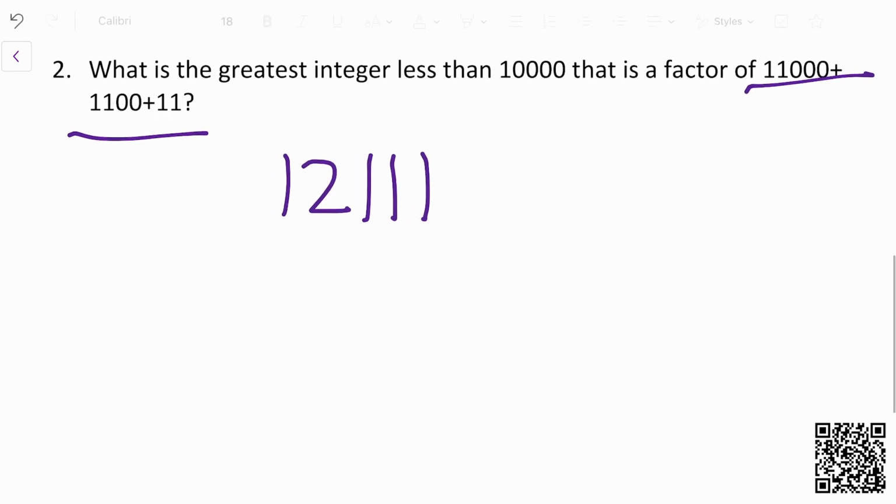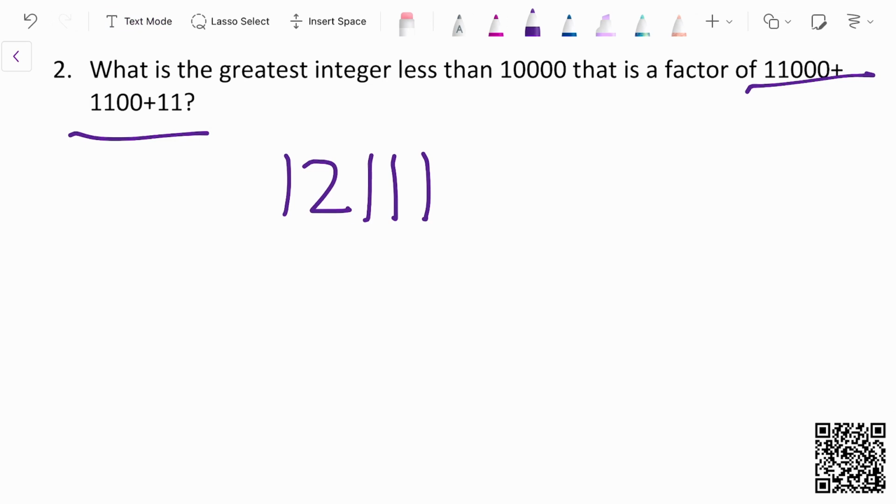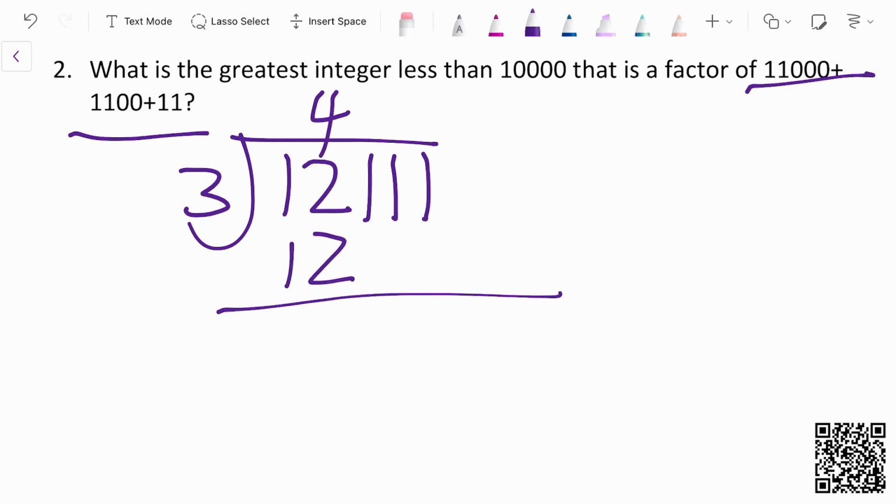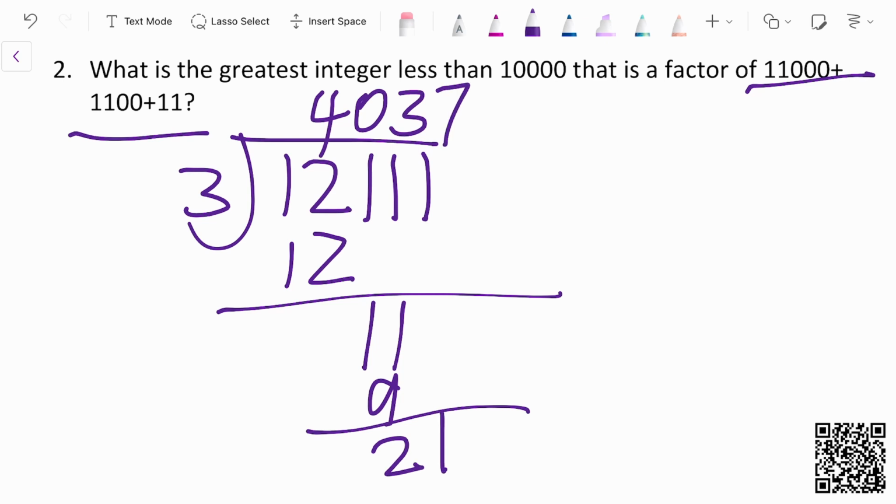Since 12,111 is not divisible by 2, it is odd, then we have to try dividing by 3, because if you add the digits together, this is 3, this is 3, then you would get 6, which is divisible by 3. If we divide this number by 3, we get 4, since 3 is the next smallest positive integer after 1 and 2. If you divide this, you get 4, you get nothing left over, you move down the 1, you get 0, move down another 1, you get 3, get a 9, move down the 2, 1, 7. So the answer is 4037.